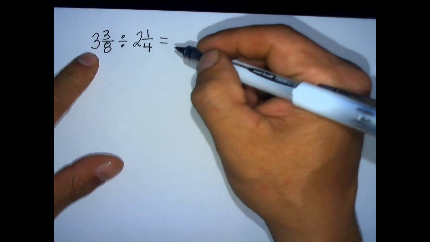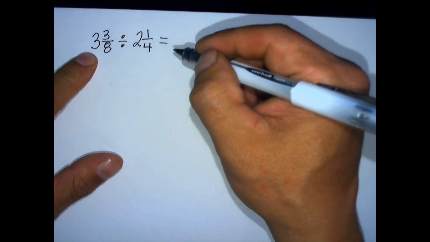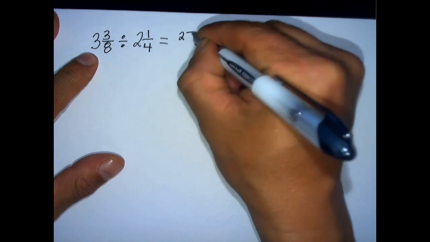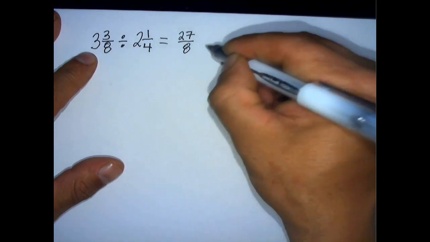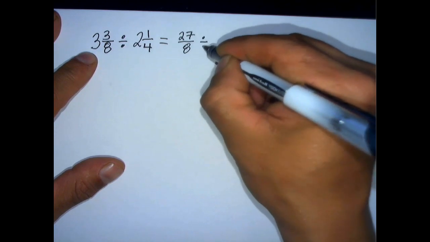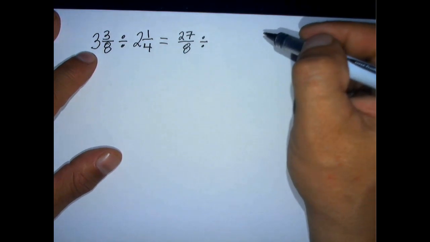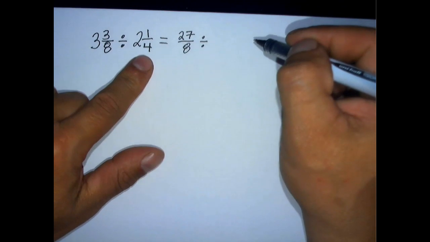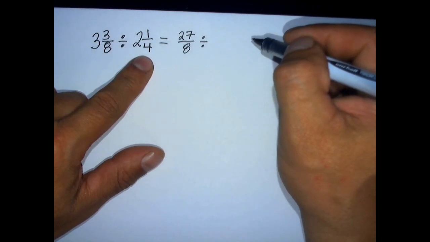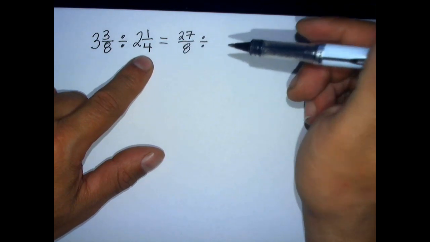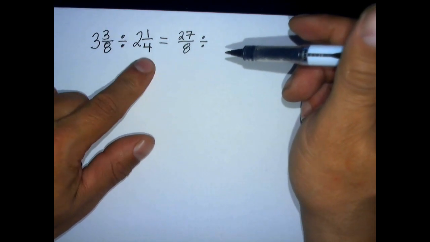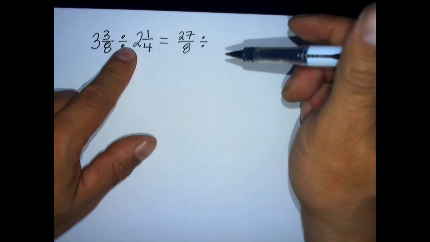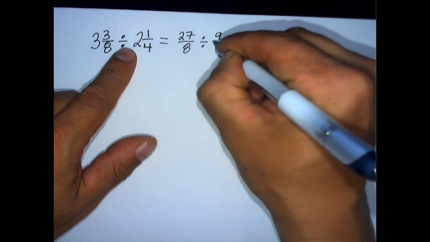3 times 8 is 24. 24 plus 3 is 27. Correct? Over 8. Let's go ahead and keep it in divided by. 2. If you want to go ahead and try to flip this and then do it, you're going to screw it up. Even I screw it up, and I do this all the time. One step at a time. 2 times 4 is 8, and 8 plus 1 is 9 over 4.